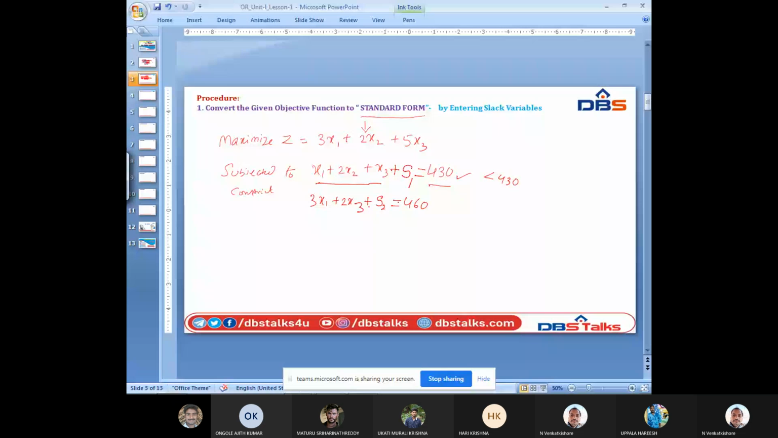Next, x1, x2, x3, s1, s2, s3 are greater than or equal to 0. These variables are always greater than or equal to 0, which we need to specify in every problem. So we have converted the problem into standardized form.